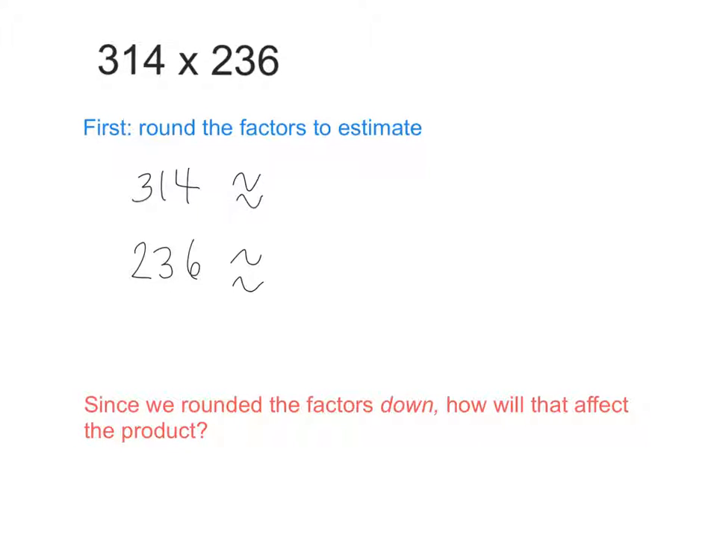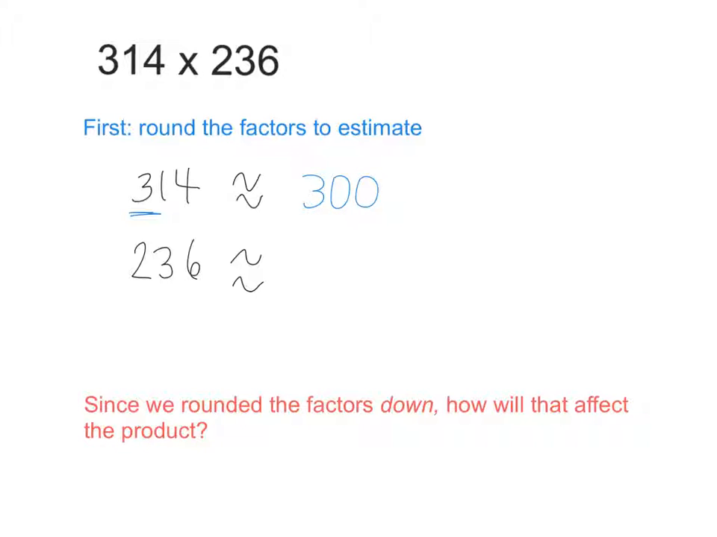Now that we have it written down, first, let's round the factors to estimate. Okay, so our first factor is 314. We always like to round to the leftmost place value. So what place value is on the very left? That's the hundreds place. So let's round 314 to the nearest hundred. 314 is pretty close to what hundred? What hundred? Roni? 300, I agree.